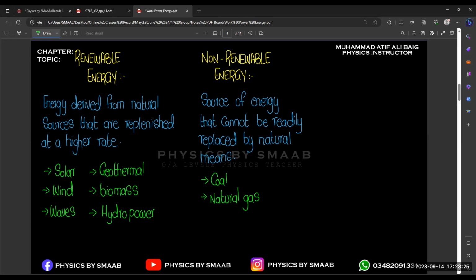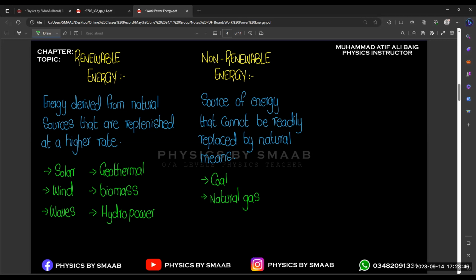Just like solar energy is naturally available anytime in the daytime. No one is making that energy, it is naturally available. But for coal, we have to make that coal by a certain process. So that's why it is in the category of non-renewable energy, right?